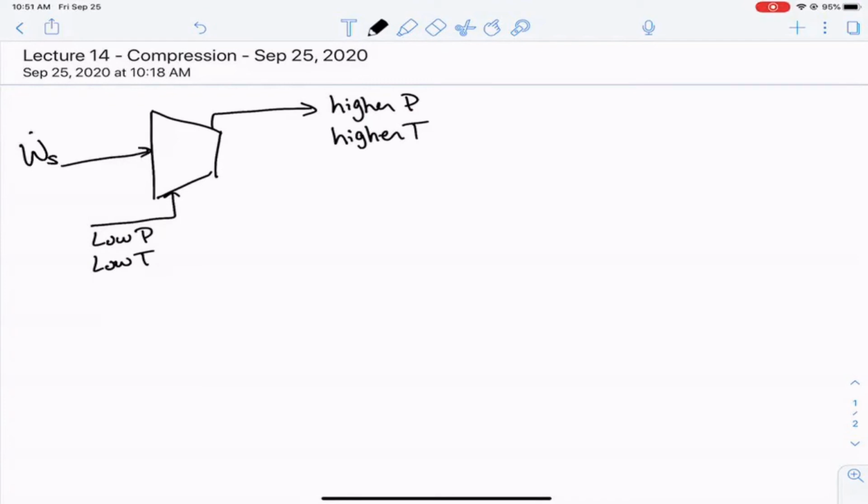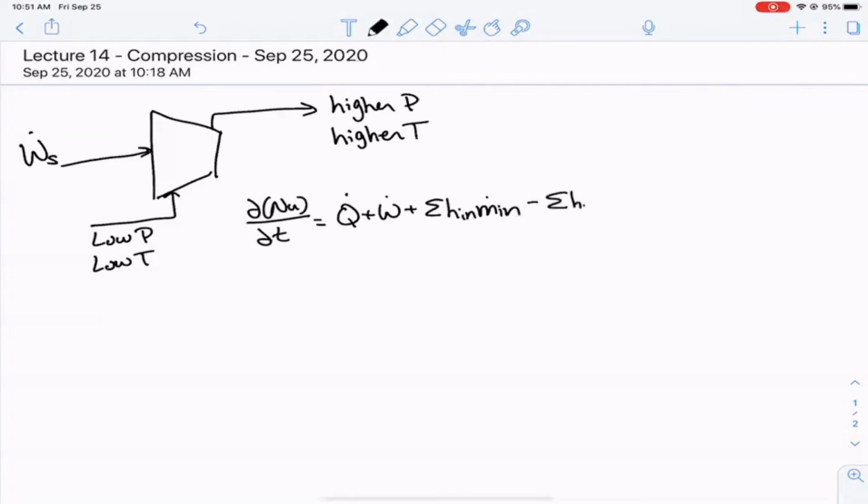And to help us figure out maybe how much work needs to be done, we probably should start with our energy balance. So dNU dt is Q plus W plus the sum of the enthalpy that's entering the system from flow minus the sum of the enthalpy that's leaving from flow plus the velocity terms plus the change in gravity. Okay.